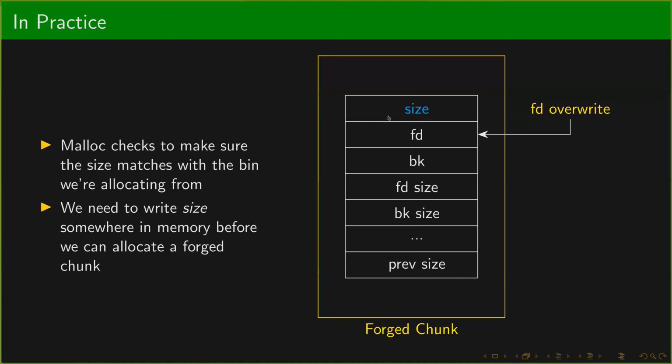The way that we get around this is we write 0x80 somewhere in memory, and then we just point to 8 bytes past that. Then when we allocate the forged chunk, everything works out and the heap says it's fine.